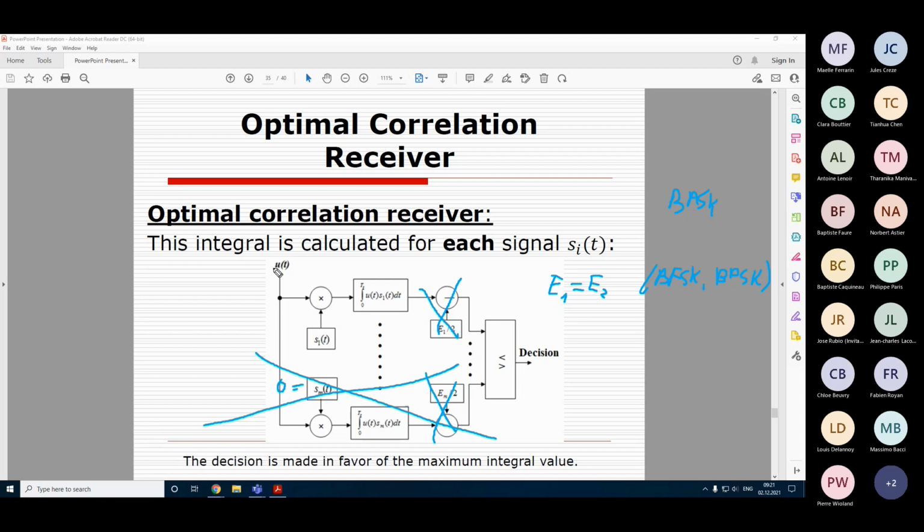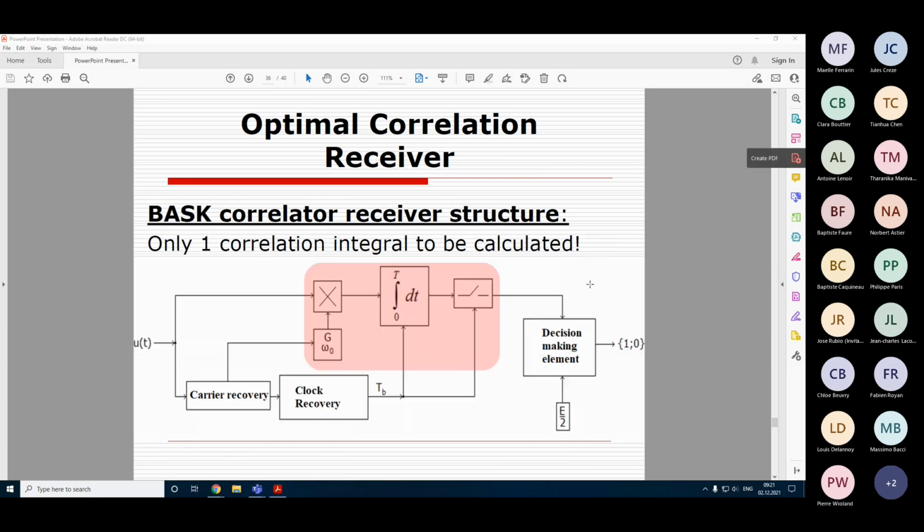Whatever signal we have received here, the integral is always going to be equal to 0 regardless of the signal. So it is pointless to calculate this second integral. The first integral, however, needs to be calculated. Since we started talking about amplitude shift keying, let us see the structure of the receiver in total.